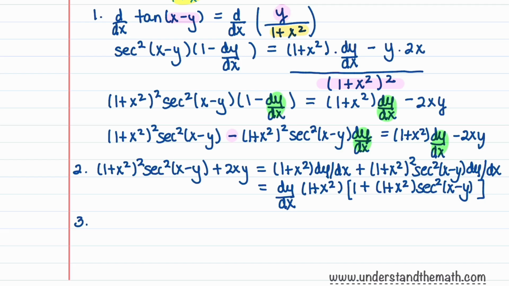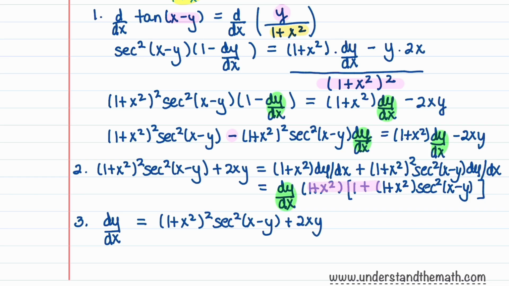Now for our third step, we are going to solve for dy dx, and let's switch sides just so that the dy dx is on our left. So on our left, we have dy dx. And on our right, we have the term that was on the left, 1 plus x squared squared secant squared x minus y, plus 2xy. Now we're going to divide by all of this.